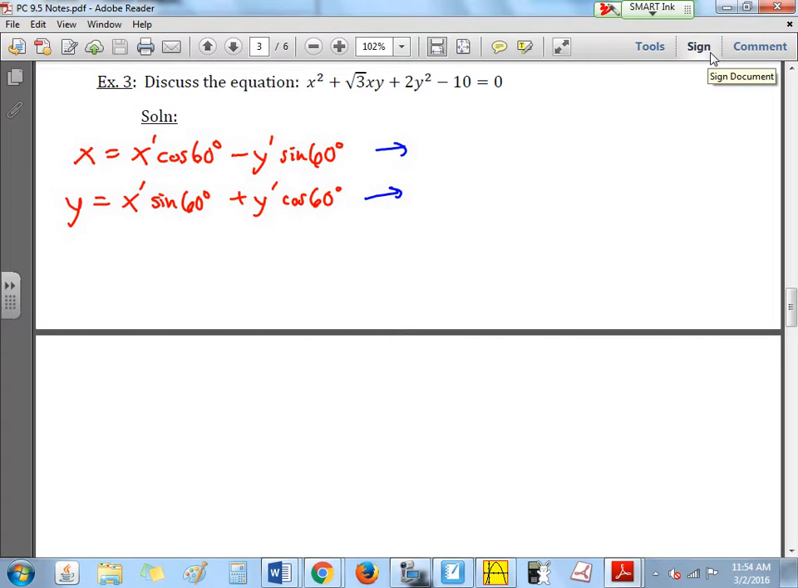Okay, so let's put in our cosine and sine of 60. So basically, x is going to become x prime times a half. So basically it's 1 half x prime minus root 3 over 2 y prime. And I learned a long time ago it's always a good idea to factor out that half.